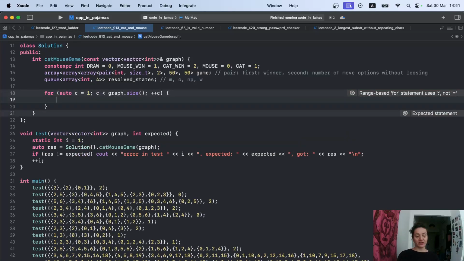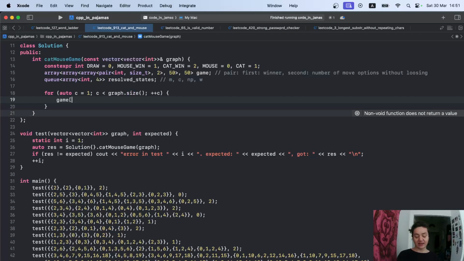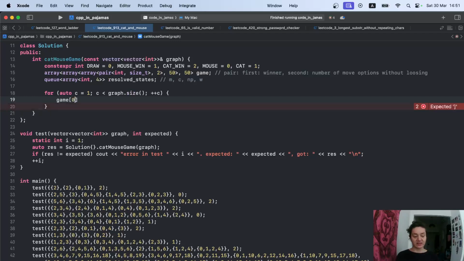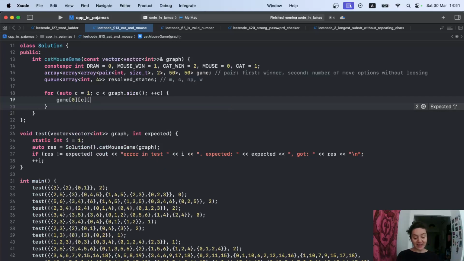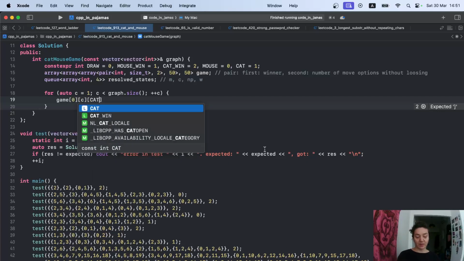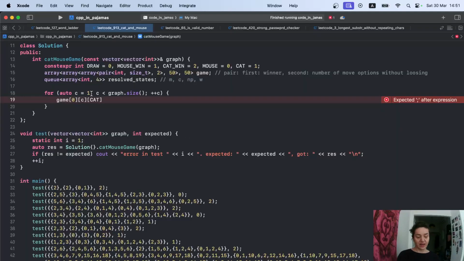Now let's set the winners. So if on the matrix the mouse is at 0, the cat is anywhere, and it's the cat turn. Cat turn only. It's the cat turn, then the winner is the mouse.